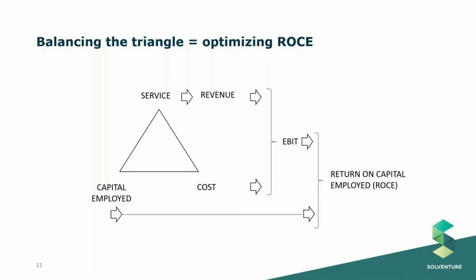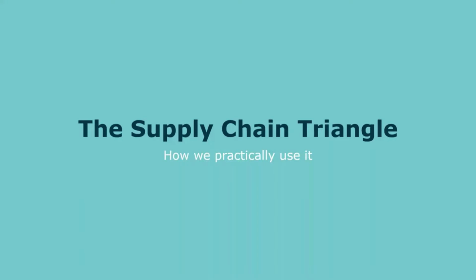So balancing the triangle equals optimizing value as measured by return on capital employed, or bang for the buck. And that is really one of the fundamentals of that whole strategy-driven thinking. Next session, we will talk about how strategy plays a role. If you want to see the impact of strategy, we look at the impact on the triangle, and we look at the impact on how we drive value or generate value as measured through that ROCE.